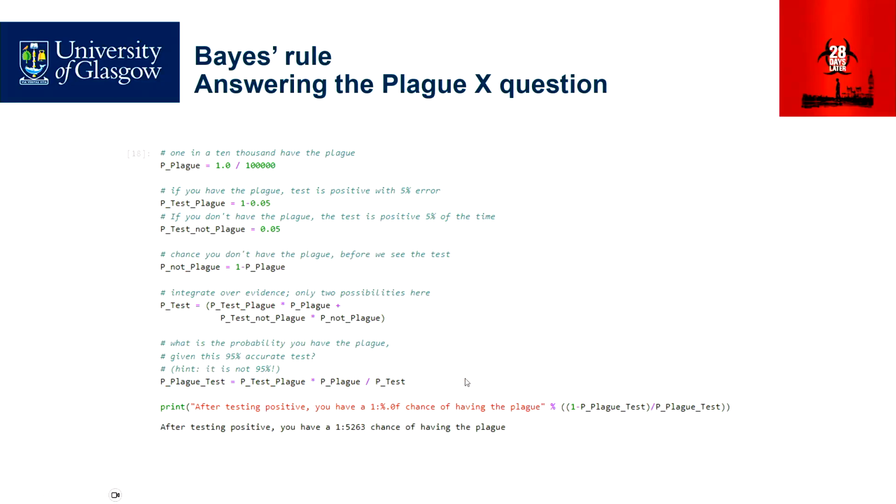And if we calculate that, we can see that we have effectively 1 chance in 5,000 or something like that to actually have the plague. 1 chance in 5,000. Wow.